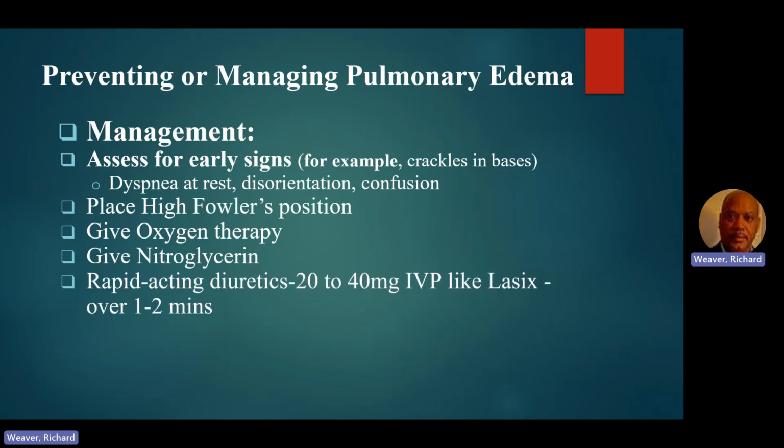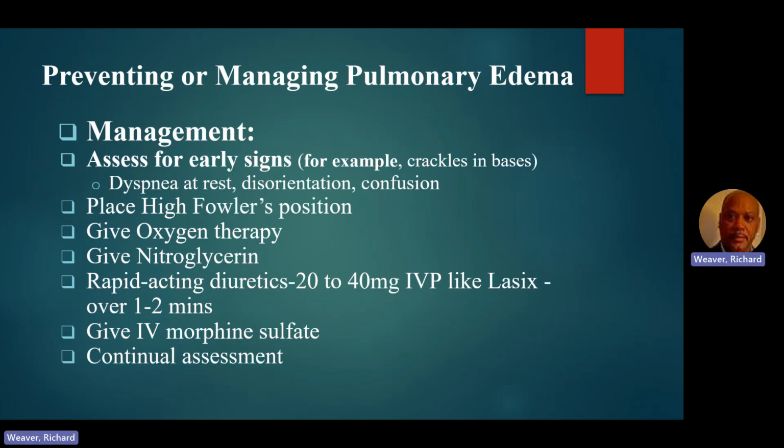There's also rapid-acting diuretics such as Lasix that we want to give to reduce the preload. And then, of course, giving morphine. Morphine also helps to vasodilate, reducing the afterload. It helps with anxiety and also discomfort. And also continued assessment, and of course, refining our interventions or what we're doing based on the assessment.